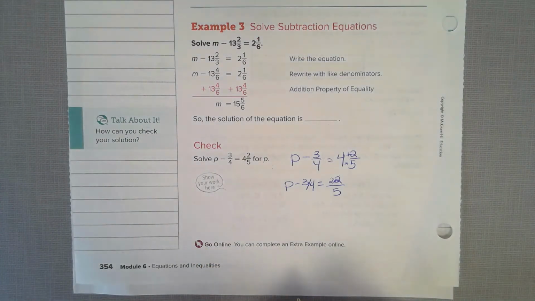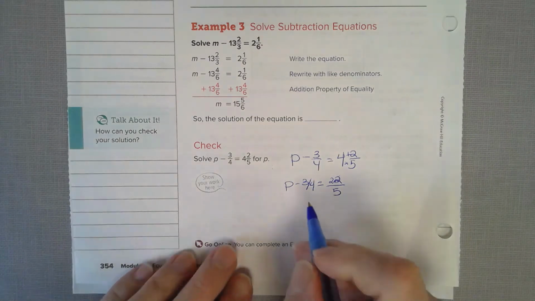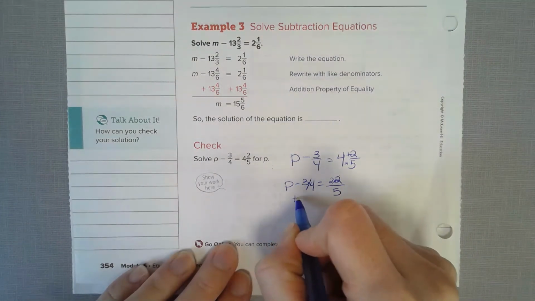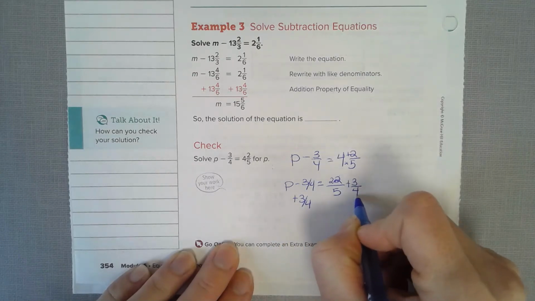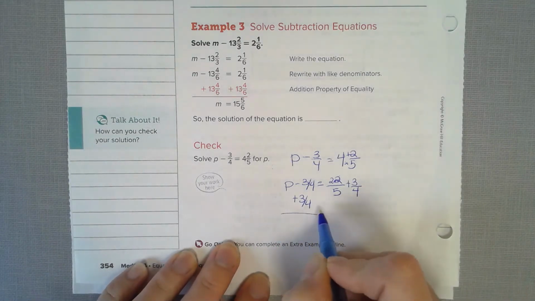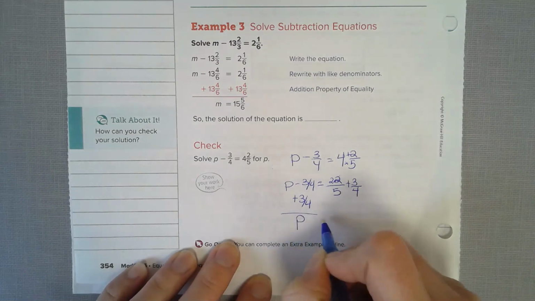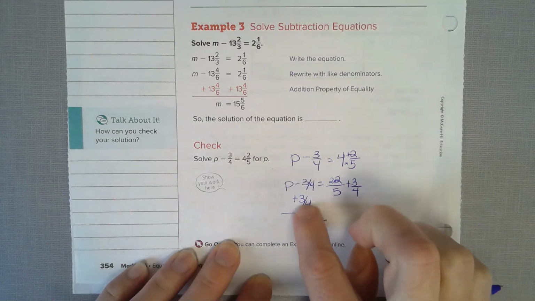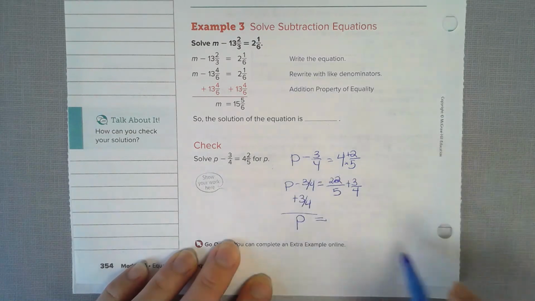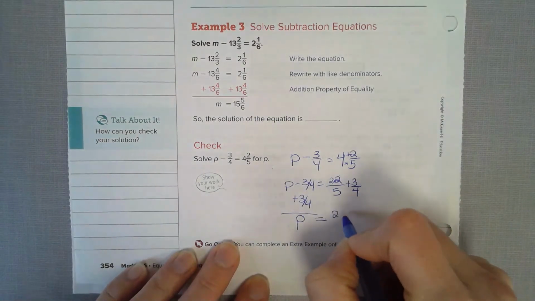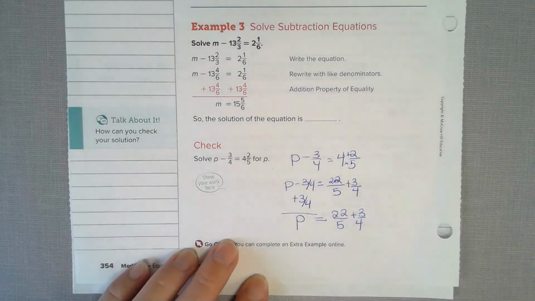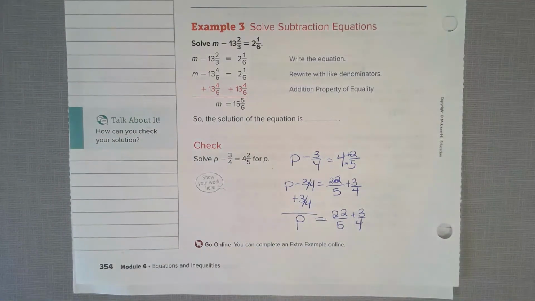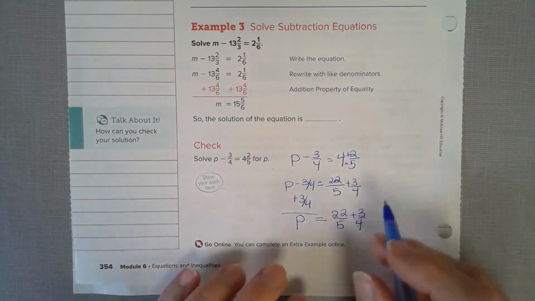Now I want to use an opposite to help me solve. Instead of minus 3/4, I'm going to add 3/4 on both sides. Over here, I just get the letter P, because I've done opposites, that zeroes out. And on this side, I have 22/5 plus 3/4. They don't have common denominators, so I'm going to need to get common denominators.